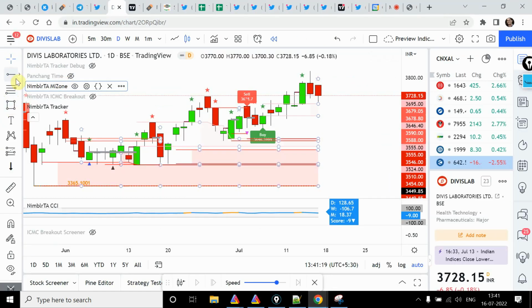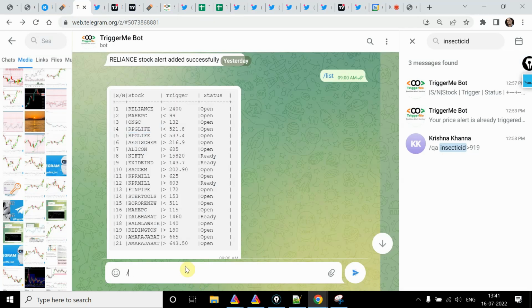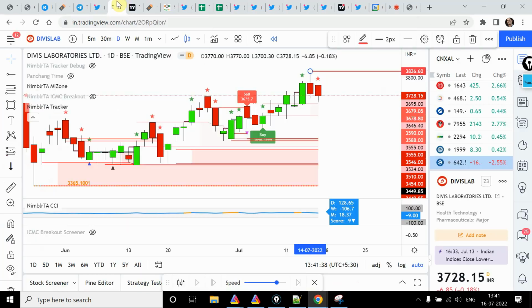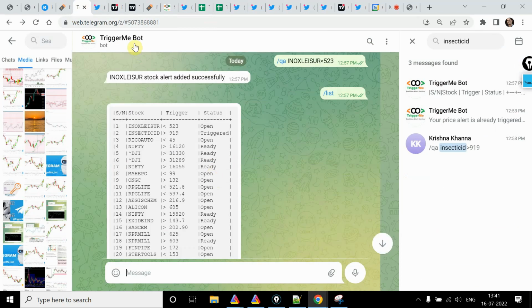If I want to enter it newly, maybe I would like to enter 3826. So what I would do is, maybe it might not happen tomorrow, maybe it might happen 3 days later. So I'll just go over here. I will add Divis Lab, maybe 3826, something like that. I will put a level over here and I will leave the system. Okay. Right. So that is where.